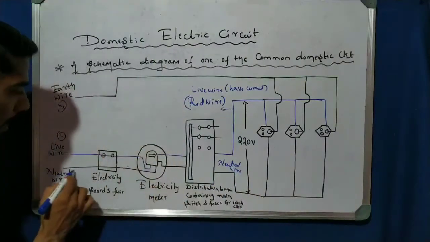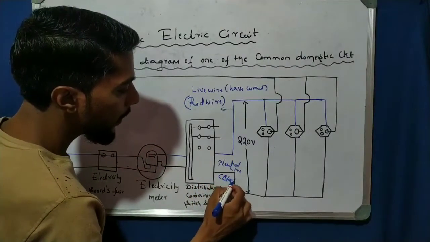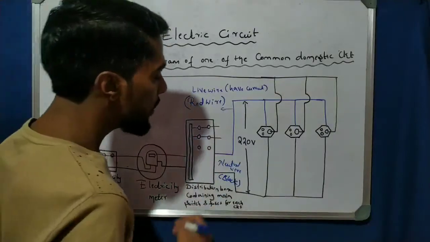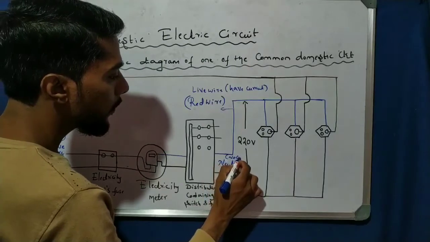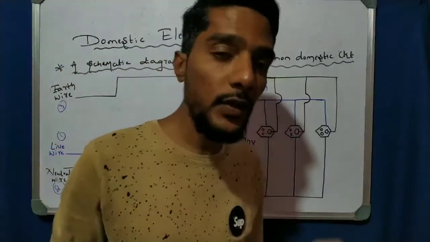Here is the neutral wire connection, and the color of the neutral wire is black. Black color in the neutral means there is no current. In the neutral wire there is no current, that is what we call the neutral wire.